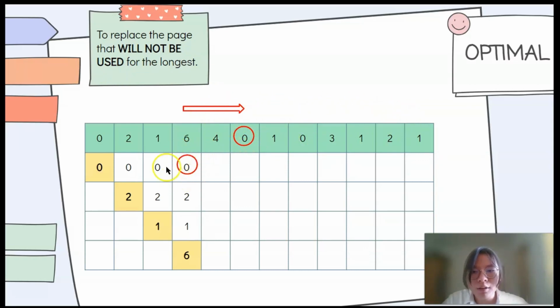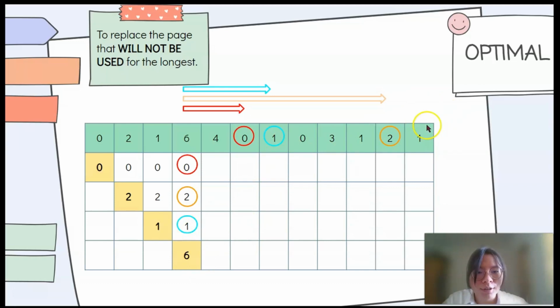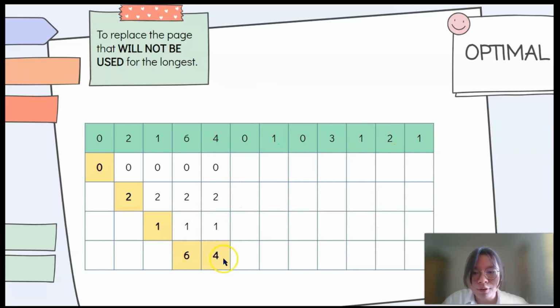First, we look for 0. Further on, it already appears nearby. Next is 2. Also there. Next is 1. Also still there. And 6 doesn't appear in the future. But if 6 did appear in the future here, we would choose 2. But now 6 doesn't appear in the future, so we can replace 6 by 4.